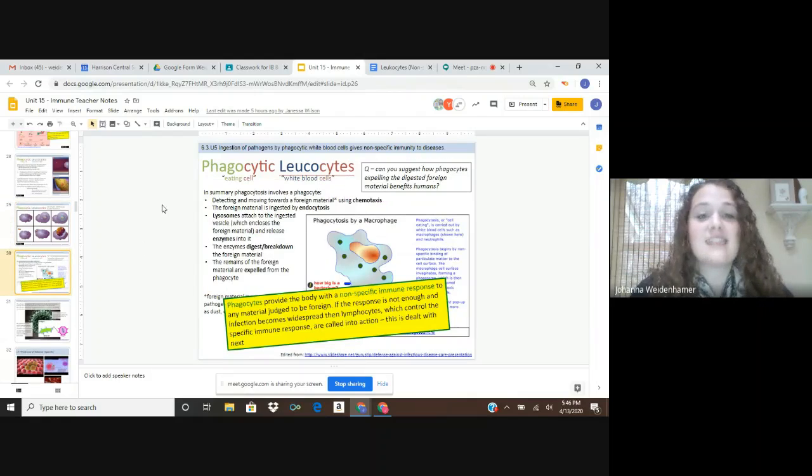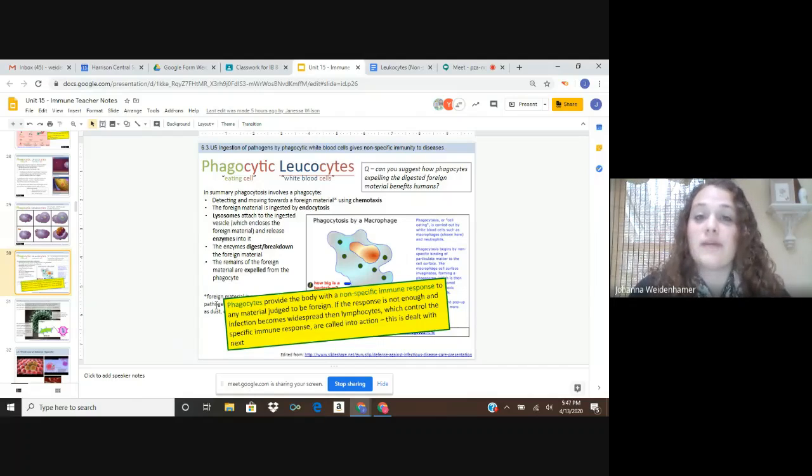So again, in summary, phagocytosis involves a phagocyte. A general overview: first, detecting and moving towards a foreign material, we are going to use what? Yes, chemotaxis, and you can correlate it with the word taxi. Number 2, the foreign material is ingested by endocytosis, very nice. Lysosomes attach to the ingested vesicle, which encloses the foreign material, and they're going to release enzymes. Once those enzymes are released, we're going to digest and break down that pathogen. And last but not least, we are going to expel the rest of that pathogen that has now been broken up from the white blood cell.